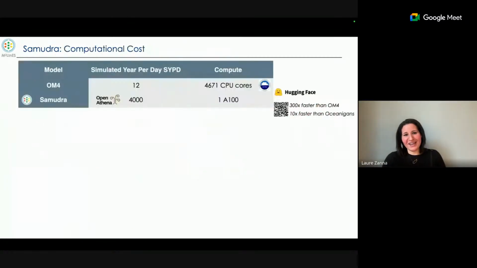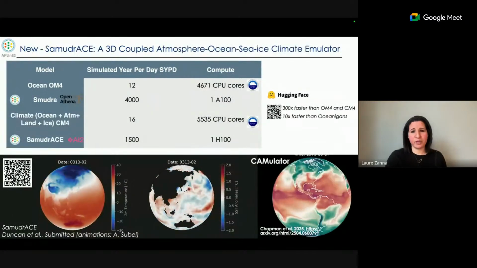Yeah. Okay, let me give you two words first on the computational costs. So the original OM4, again, as we said before, is a little bit over a decade, almost 5,000 CPU cores. Samudra, the new version, we've been working with OpenAthena, which are software engineers helping us to both accelerate and develop new models. Now we are at 4,000 simulated years per day on one A100, right? So this is kind of cool. You can do a lot computationally.